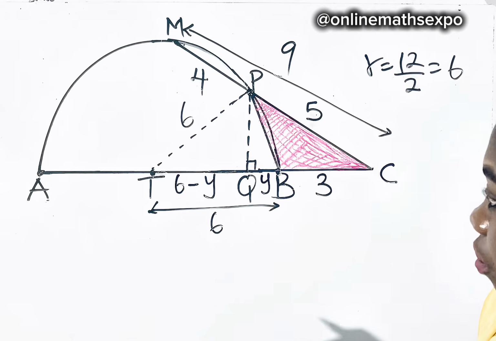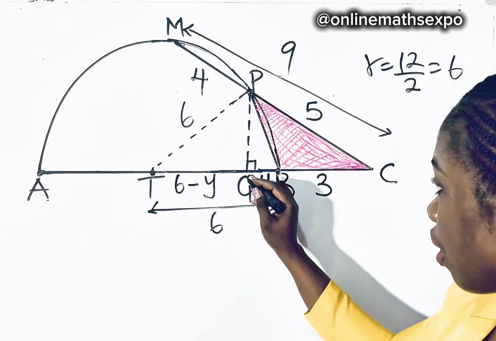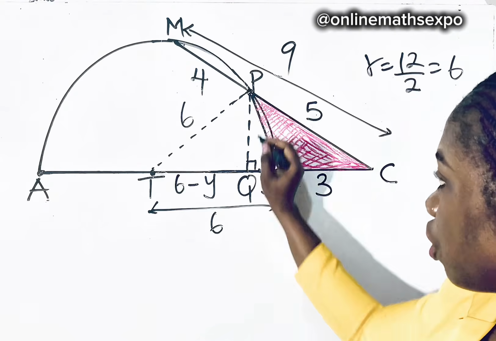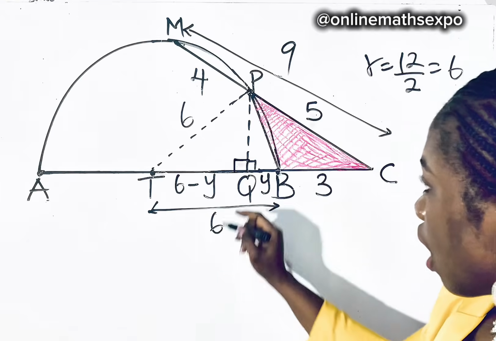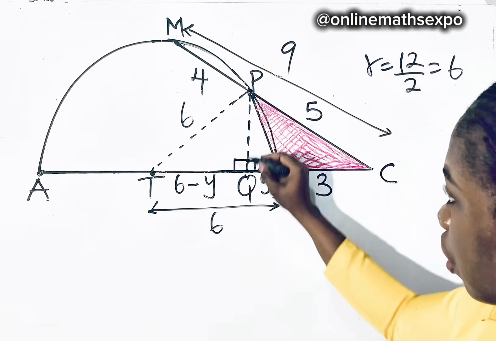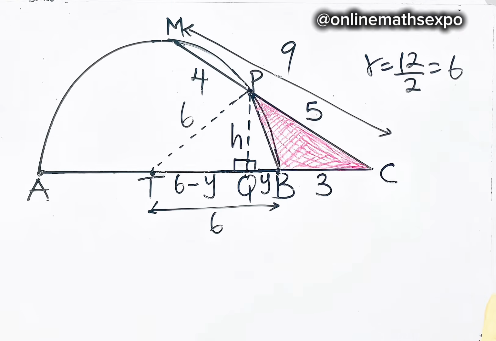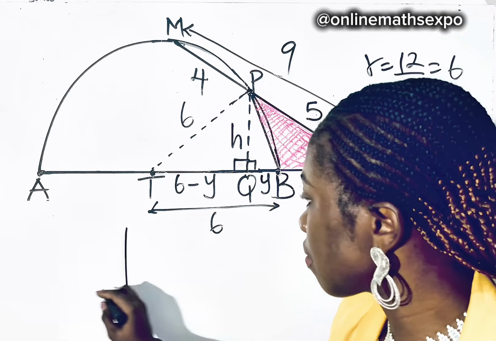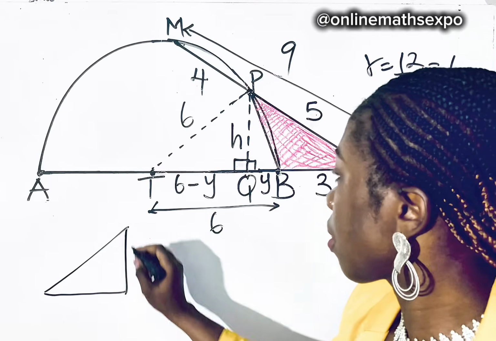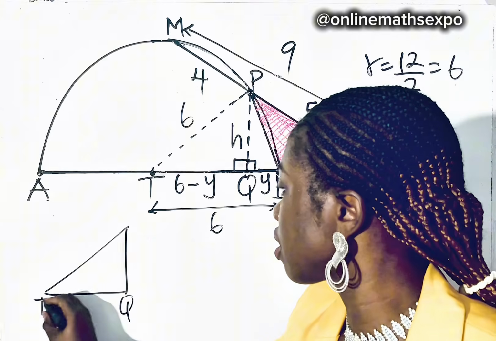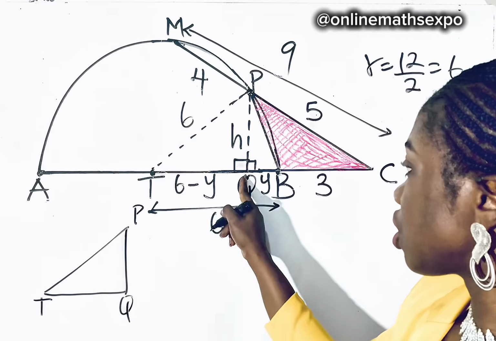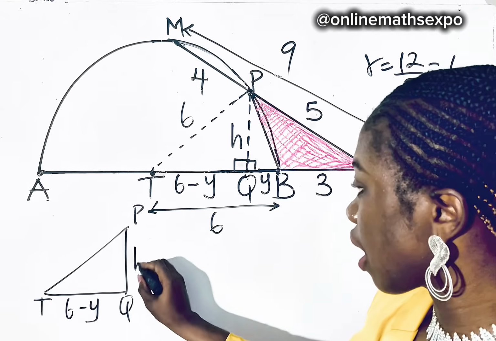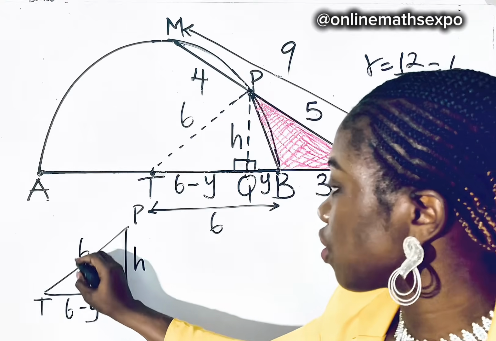We are going to use the property of Pythagoras' theorem, because you see that this part of the shape, this triangle TQP, is a right triangle. And to do that, we can label this point PQ, the height of the shape, as h. So what we do is, looking at the triangle, here is Q, here is T, and here is P. Length TQ is 6 minus y. Length PQ is the height, and this length TP is 6 units.